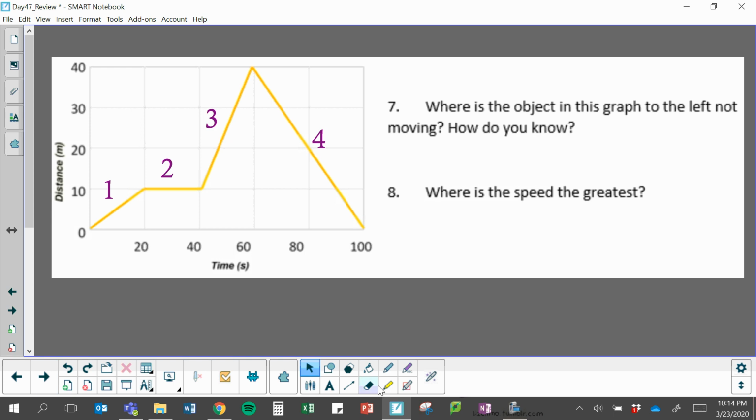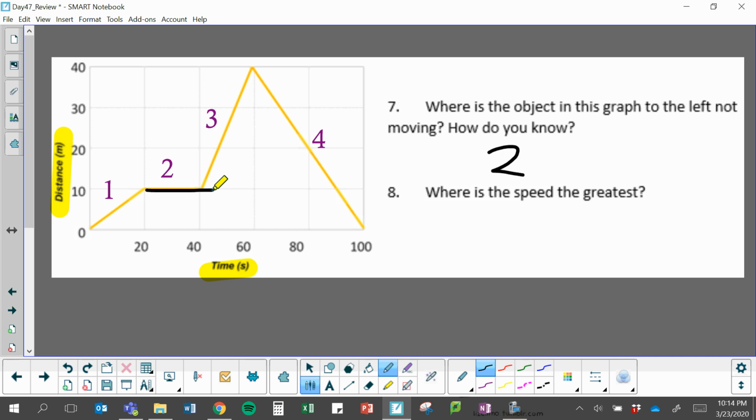So here we have another graph. We're given our distance and our time. The first question: where is the object in this graph on the left not moving? It's not moving at 2, because here our graph is flat. Slope is 0, velocity is 0.